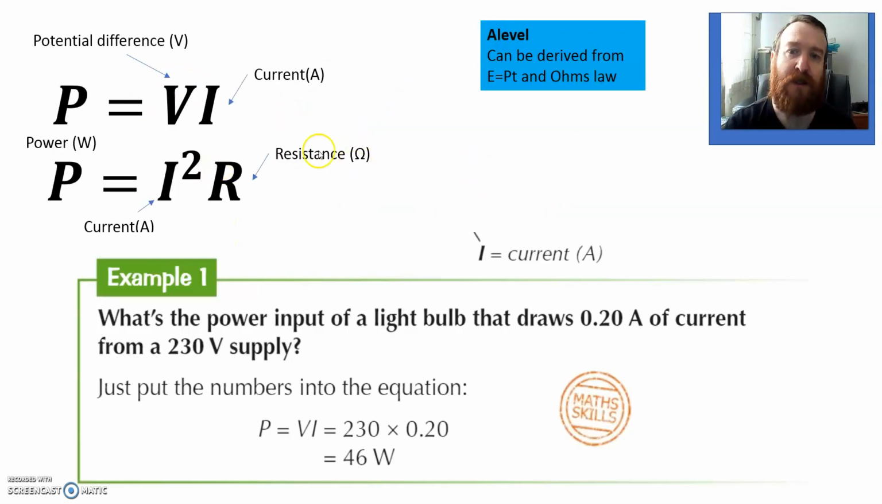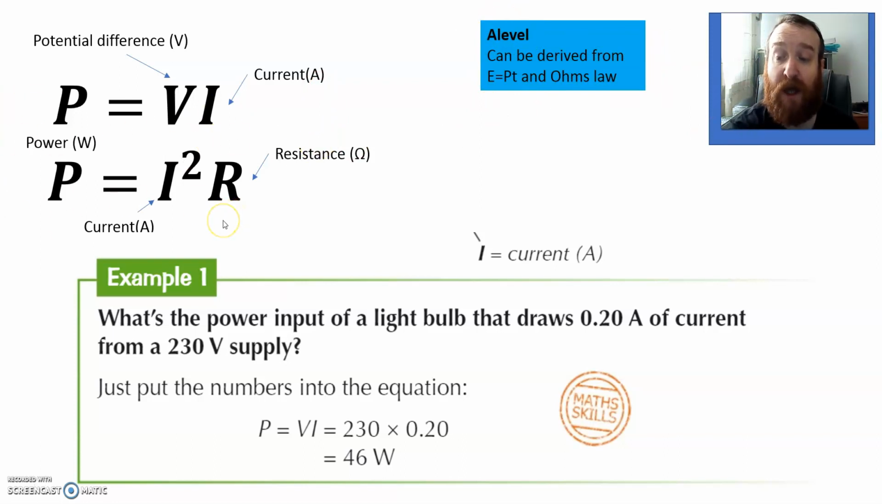The next 2 equations, you don't get examined on where they come from, which I think is a little bit disappointing, to be honest. You don't really have to know, and they're just plucked out of the air to a certain extent. You can derive them, you can figure them out using energy equals power times time and Ohm's law, V equals IR. But you don't have to do that. It's an A-level question. Okay, but you do need to know these equations and use and apply them.